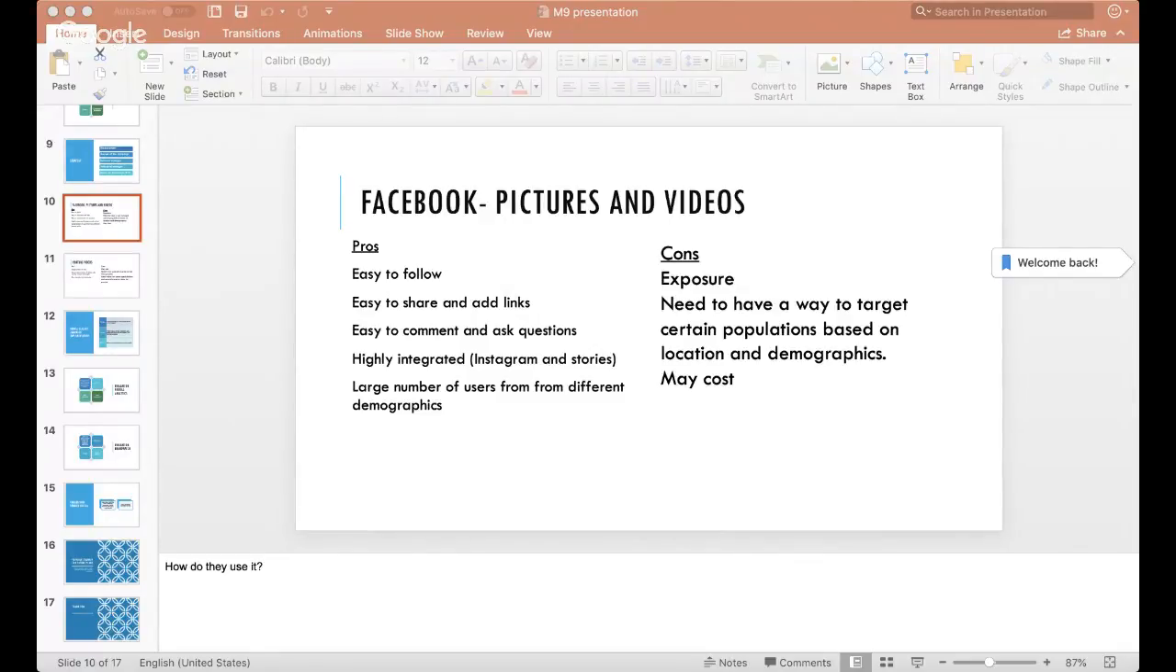So I chose a couple platforms and kind of talk about the pros and cons of each. One is Facebook.